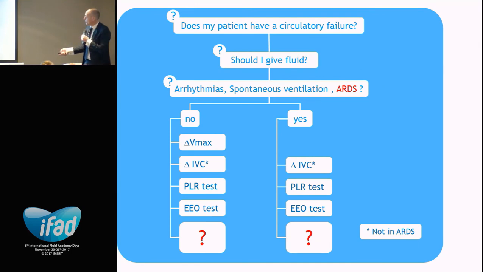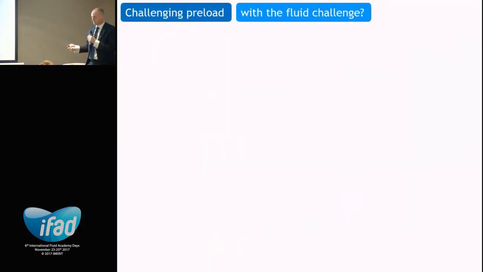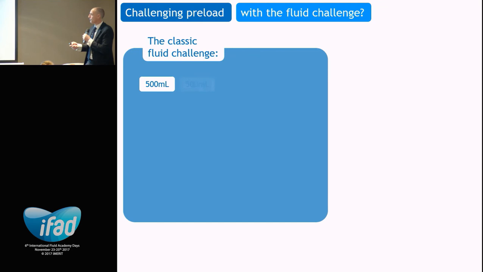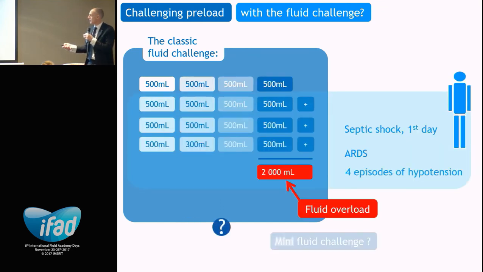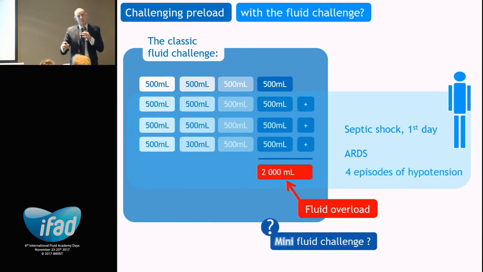Something else you could use is the fluid challenge. The problem with the fluid challenge is that, of course, if the patient has many hypotensions in the day, if you perform fluid challenges, at the end of the day, the patient will have received a very large volume that did not increase cardiac output. That's the inherent problem with fluid challenge. This is obviously fluid overload. You can do that with echo, by the way, assess the changes in VTI.